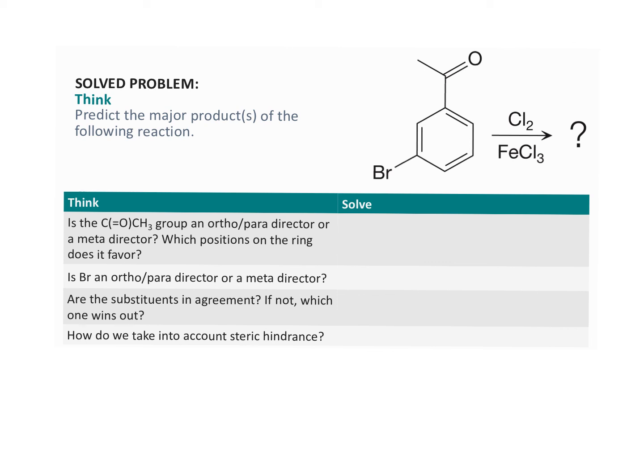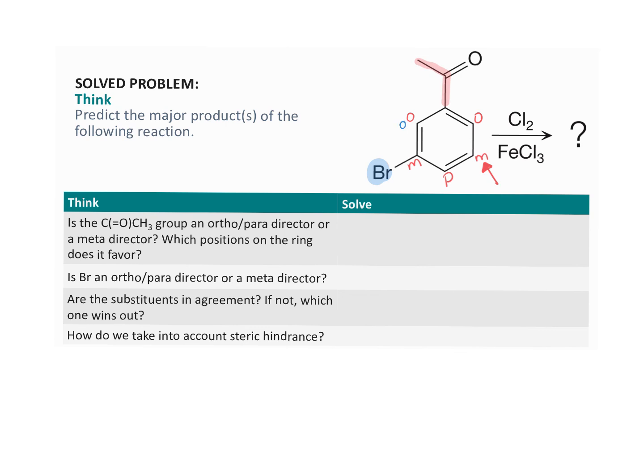I'm going to show this here in red. The ortho is already taken up, the meta and para, and so the only place that it's going to substitute is right there, because that's a meta director. Then we need to ask ourselves, what about bromine? Is bromine an ortho-para director or a meta director? I'm going to use blue here. There we go, now it's blue. So there's blue for bromine.